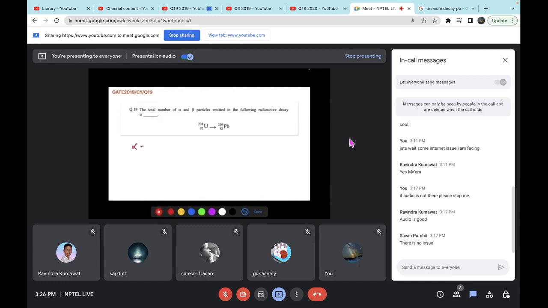So basically your alpha particles are 7 and your beta particles are 4 in number. We have been asked for the total number of alpha and beta particles, so you need to be vigilant here and just add these two, and you will get alpha plus beta, which makes 11.